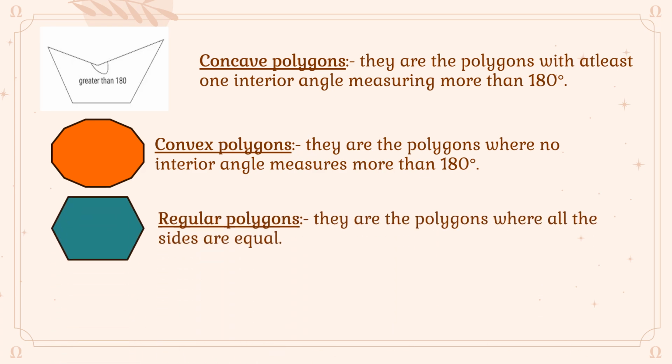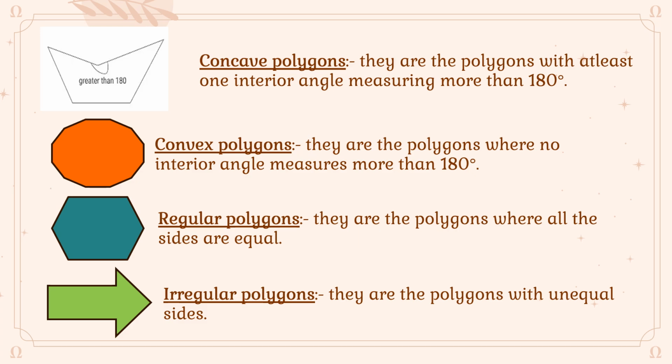Next, regular polygons. They are the polygons where all the sides are equal. A polygon where all the sides are equal is called a regular polygon. Irregular polygon is just the opposite to it, where no sides are equal in the given polygon. It is said to be an irregular polygon. I have taken a few examples here. If you have any other examples in your mind, please tell me in the comment section.